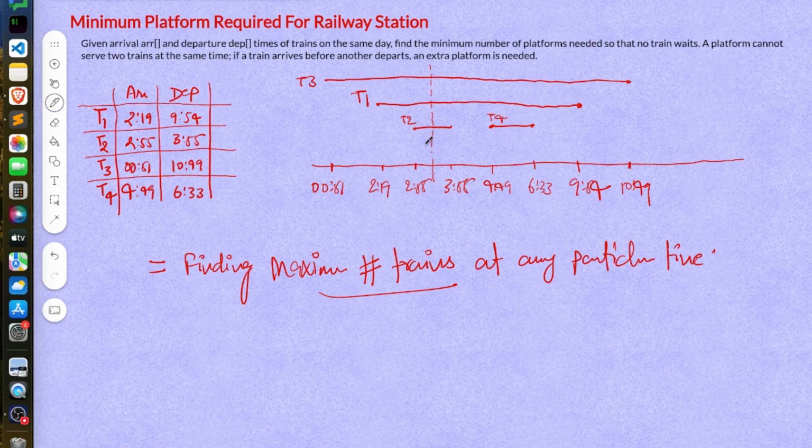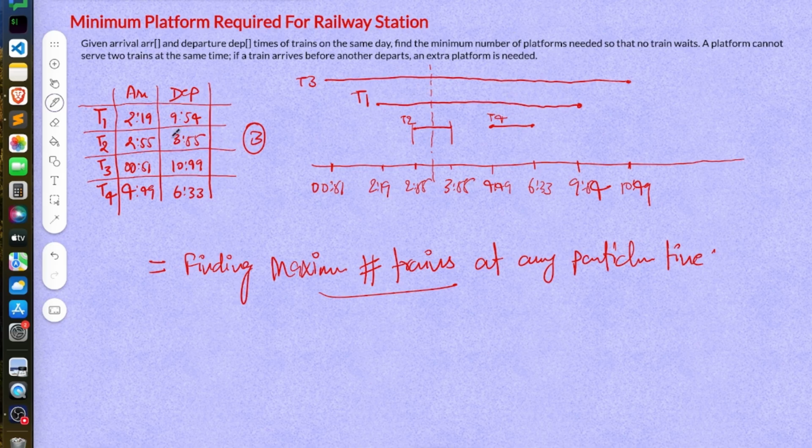So here in this test case the answer is 3, because at any particular time the maximum number of trains which you are seeing is 3, right? From 2:55 to 3:55 you are having 3 trains, and from 4:49 to 6:33 you are again having 3 trains. So for 3 trains you would need at least 3 platforms to let them stay, right?